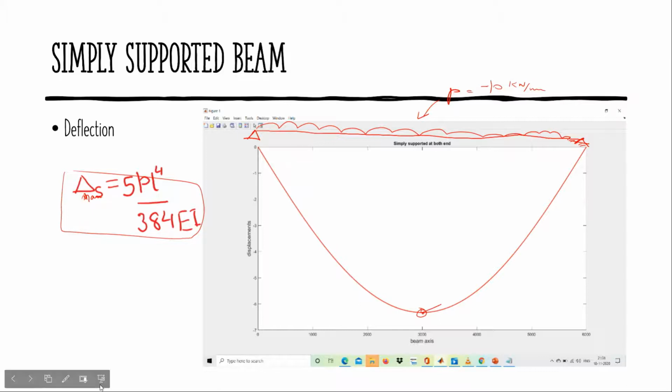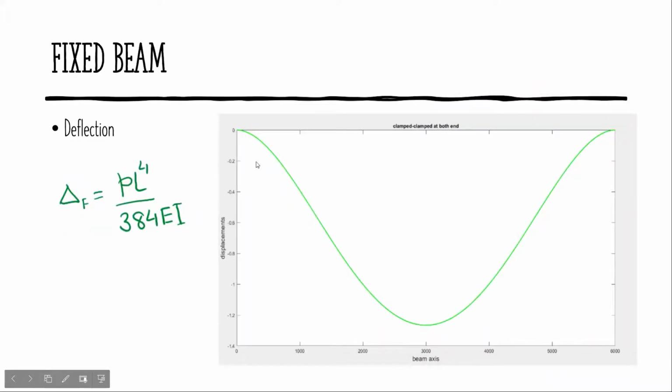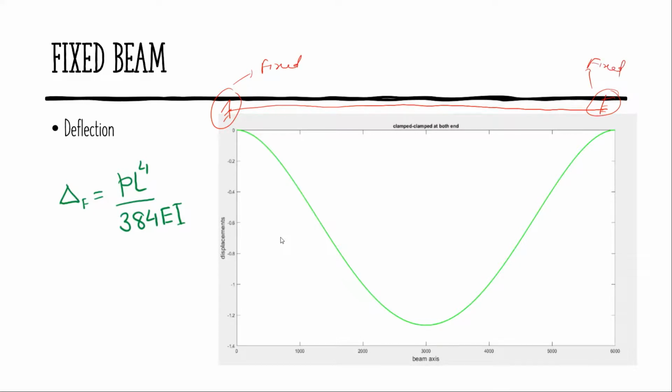Next, this is a fixed beam with the same loading, with both ends clamped or fixed. The maximum deflection for this is PL to the power 4 upon 384 EI. It shows the maximum deflection at this point, which is roughly around minus 1.25.